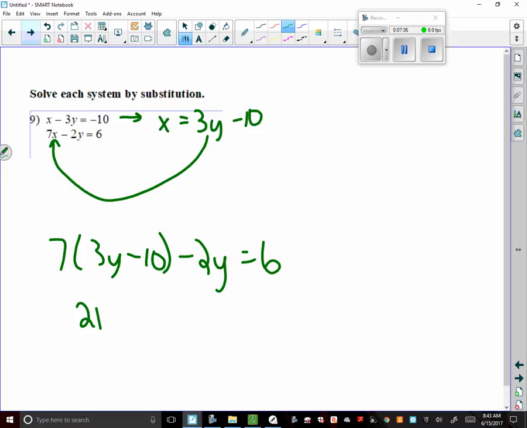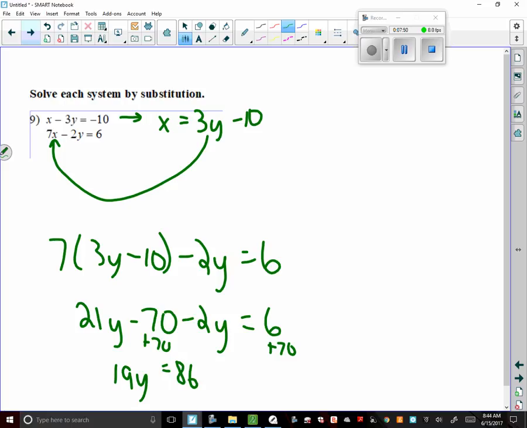Now I'm just going to solve the equation as I normally would. As we did in the last example, combine like terms and add the 70 over. Oh, I can't add 76. Sorry about that. And then divide by 19. So now I know that y is 4.